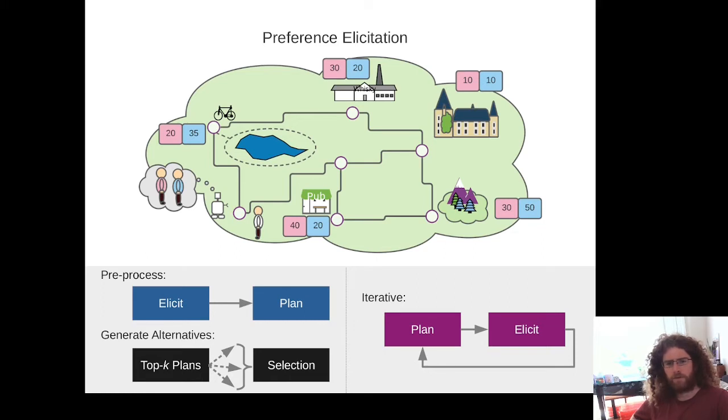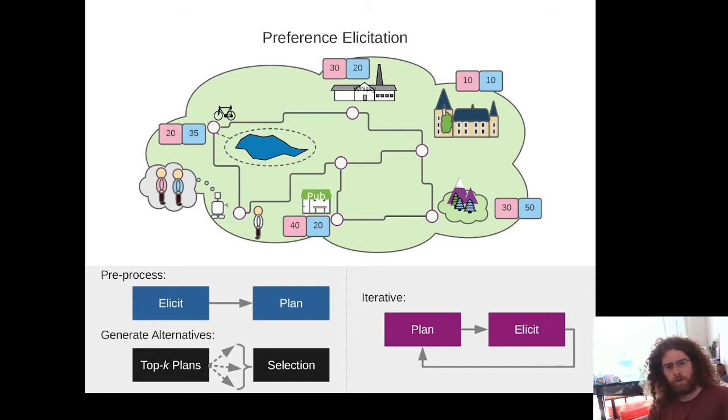So in this tour guide scenario, there's a user and a robot, and the robot is going to select some activities for the user to do. For example, cycling around a lake or visiting the whiskey distillery. And the utility of selecting those goals or doing those activities depends on the user. So in this case, we've got pink jumpers and blue jumpers.